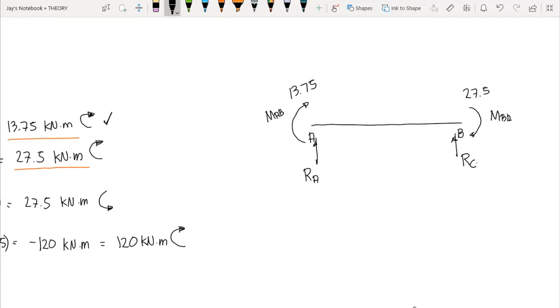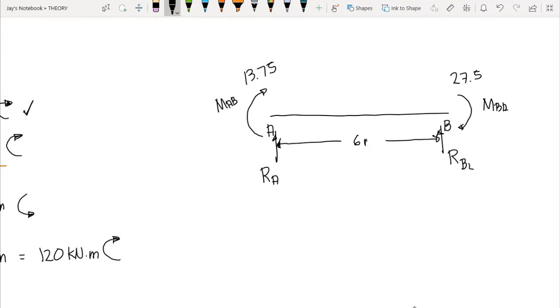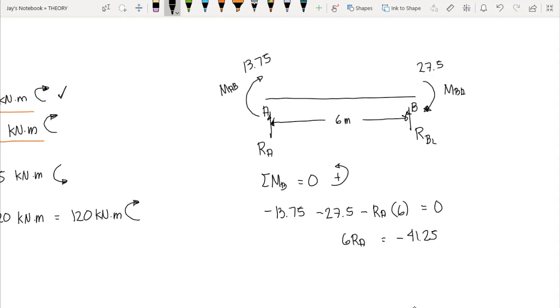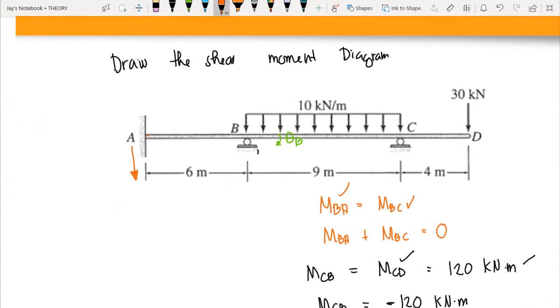RBL. We have this length here, which is 6 meters. To compute RA, we can sum up moments at B equals 0, counterclockwise positive. Then you have negative 13.75 minus 27.5 minus RA times 6, and this equals 0. So 6RA equals negative 41.25, and our RA here is equal to negative 6.875. Since this is negative, that means we had an incorrect assumption. So our RA is going downward, 6.875 kilonewton. So this is our RA.